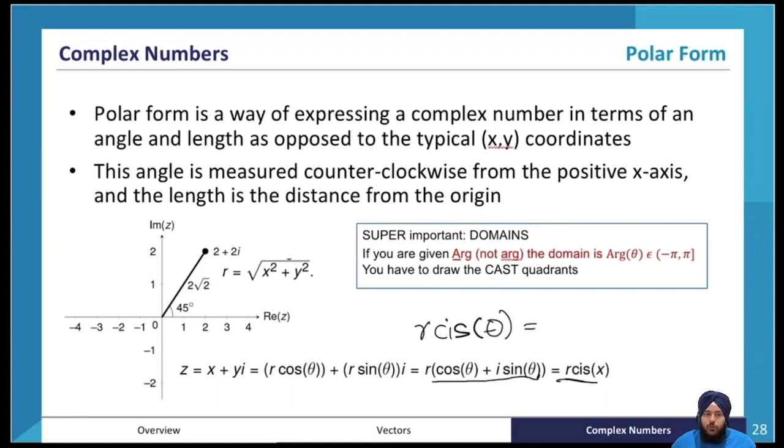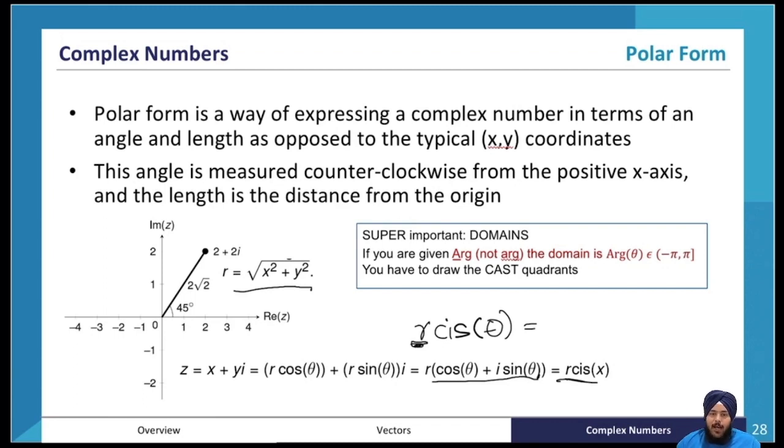Now, what is r? r is the magnitude of the complex number from the origin. The way that we find that is using this formula over here: r is equal to the square root of the real component squared plus the imaginary component squared. This is very similar to what we did for vectors, as well as on the last few slides, I think. So that's how you find the r component. Now, how do you find the theta component?